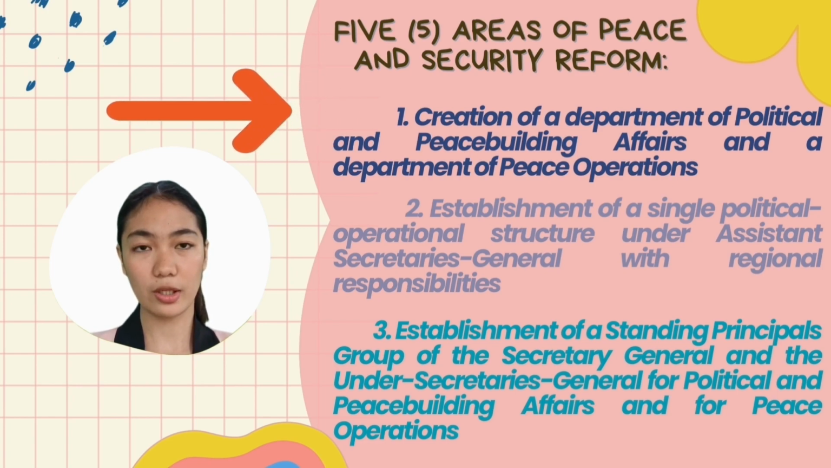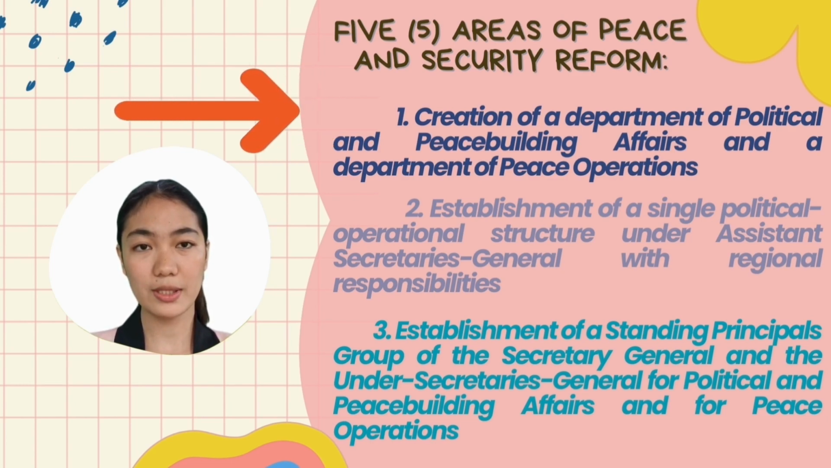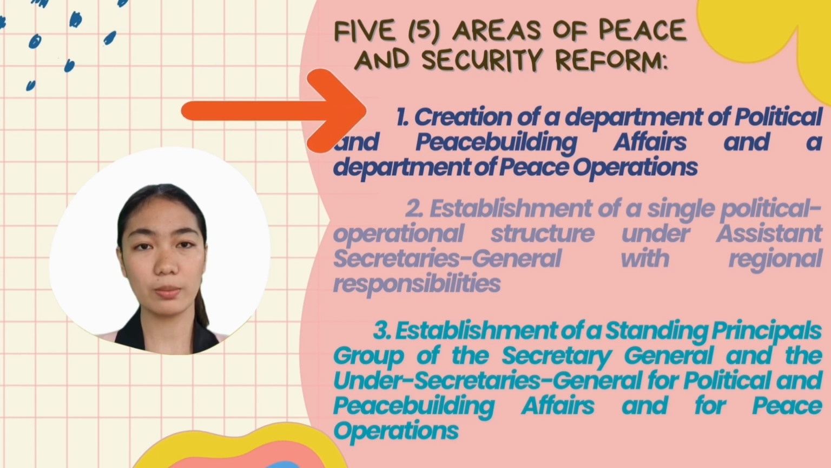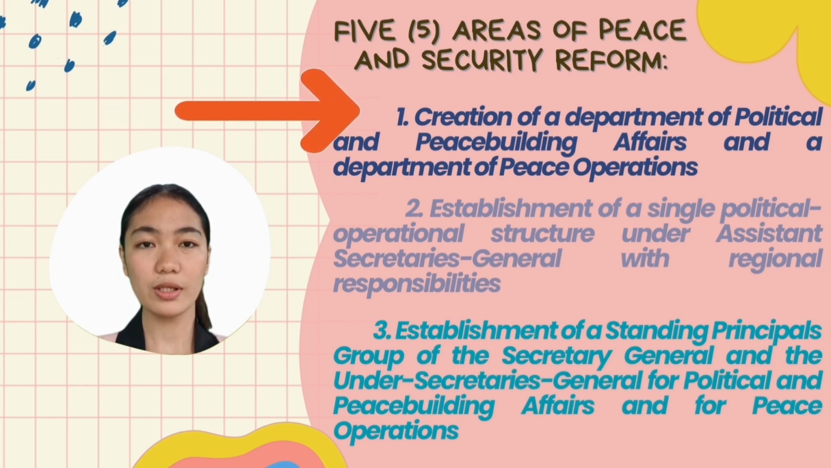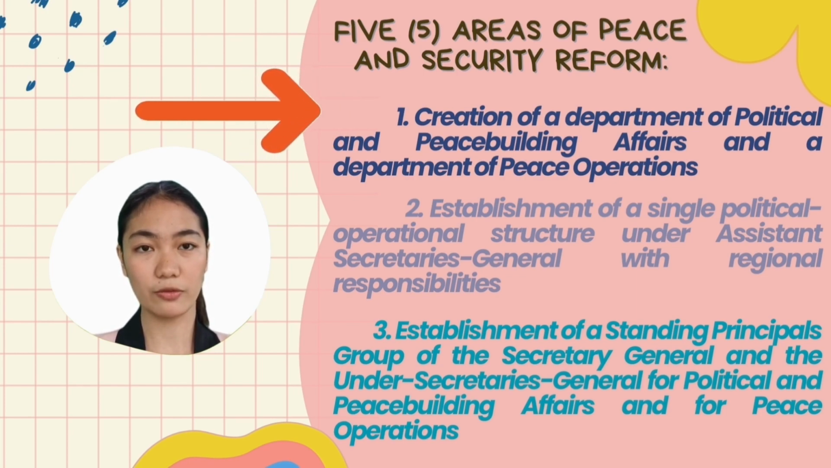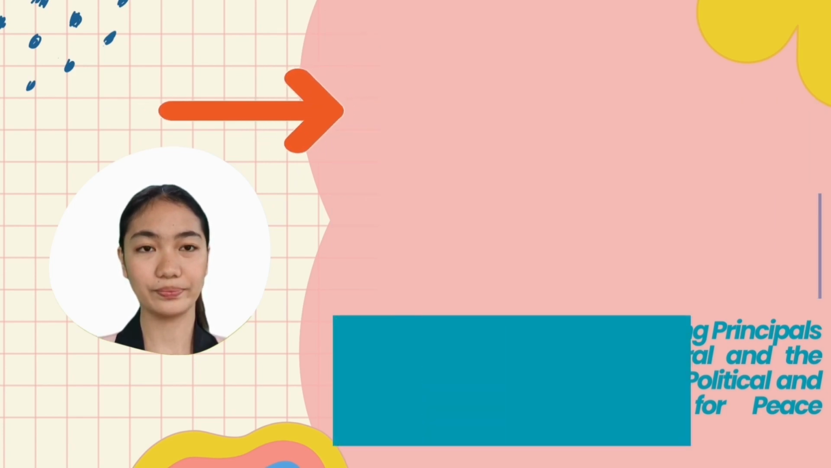One focused on political and peacebuilding affairs, and the other focused on peace operations. The Department of Political and Peacebuilding Affairs would be responsible for providing strategic and political guidance on conflict prevention and resolution, as well as coordinating the UN's activities related to these issues. The Department of Peace Operations would be responsible for managing UN peacekeeping and special political missions, as well as supporting the development of national capacity for peace and security.